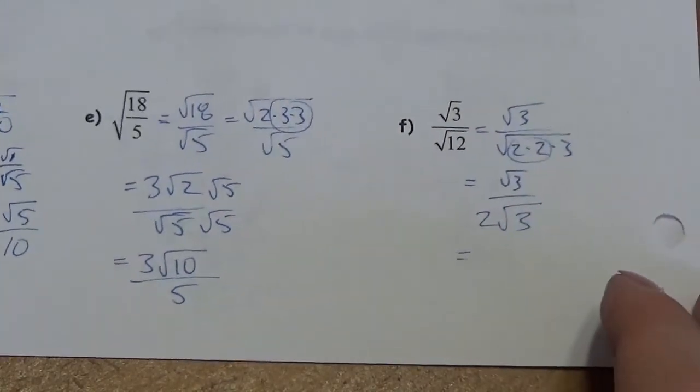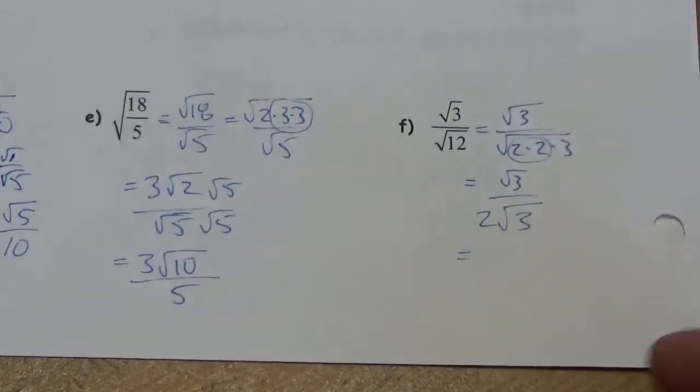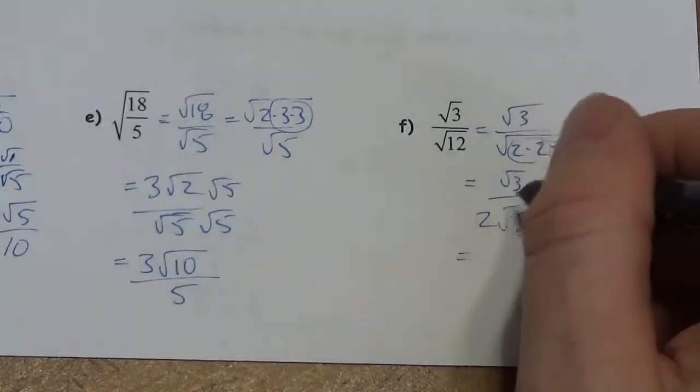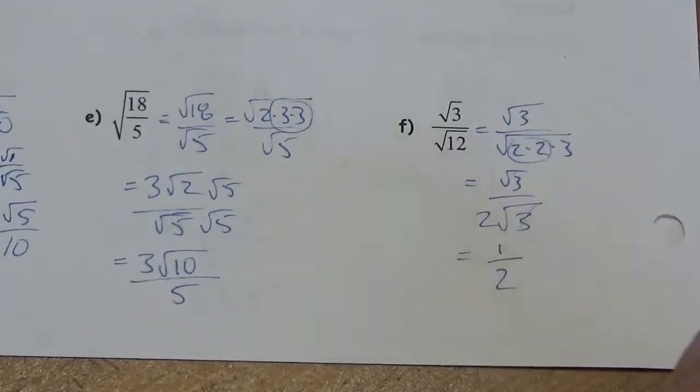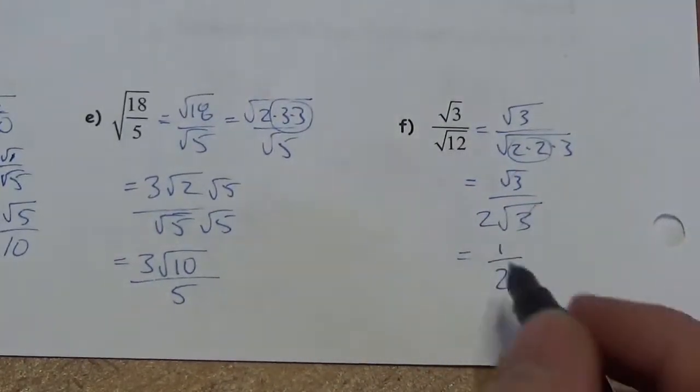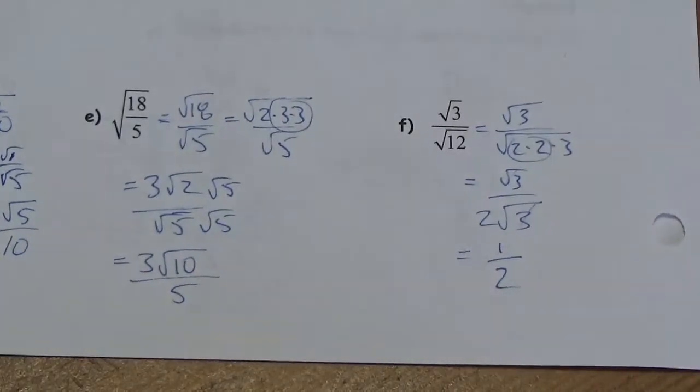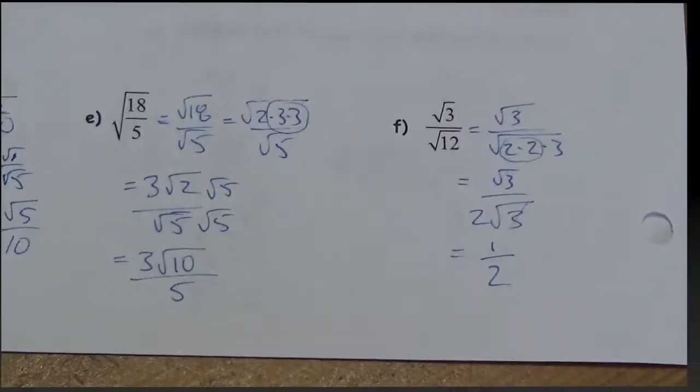Now, this was kind of a gift at the end here because notice I've got root 3 divided by root 3. Those are going to cancel. Notice that the 2 is still in the denominator. It didn't move up anywhere. It stays down there. So it's just going to be 1 over 2. So that was kind of a nice one to end that on because it worked out pretty nice.